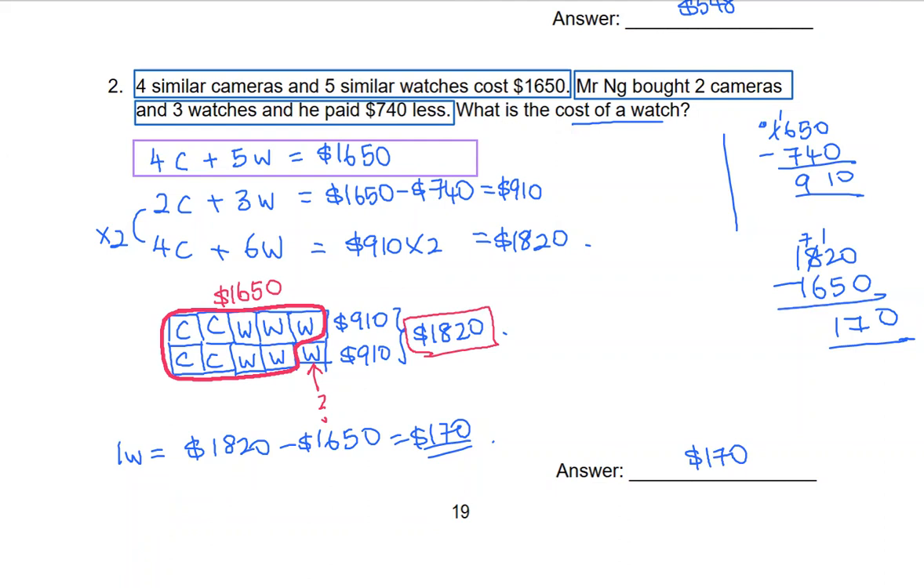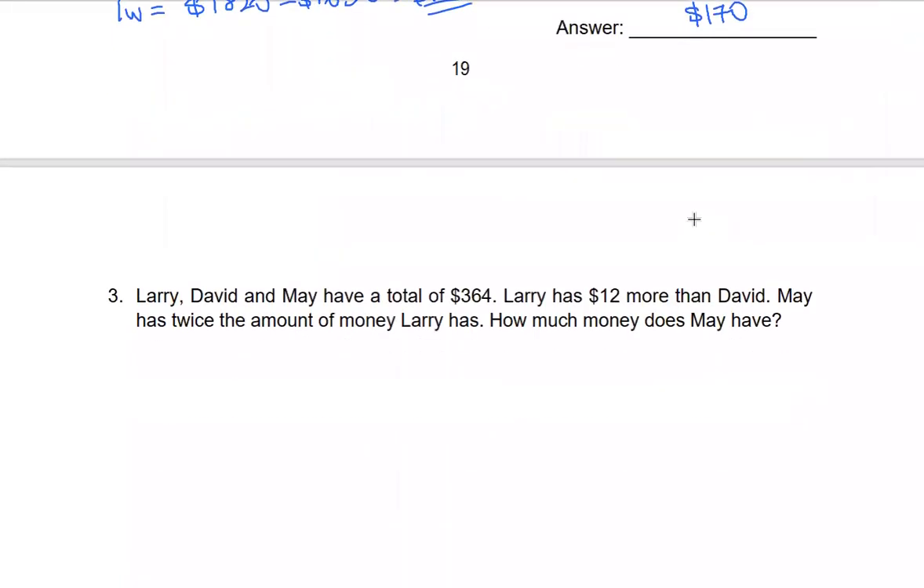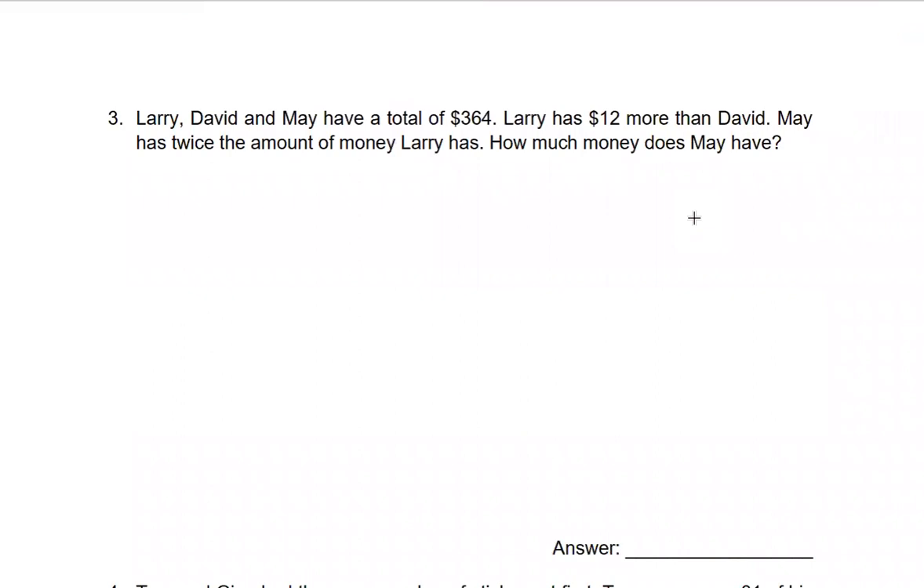All right, let's go to question 3. Larry, David, and May have a total of $364. Larry has $12 more than David. May has twice the amount of money Larry has. How much money does May have?